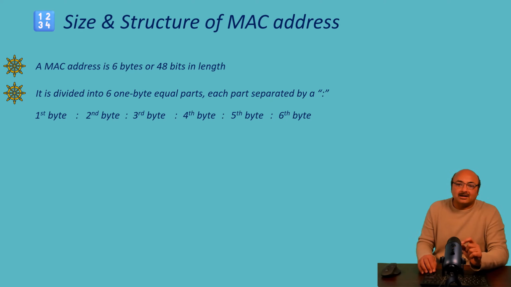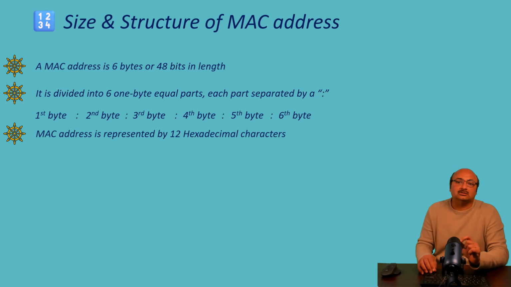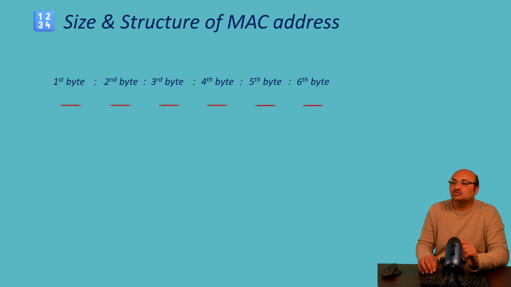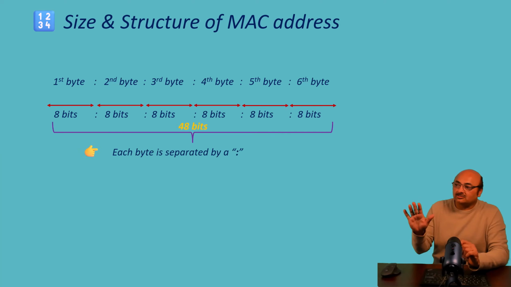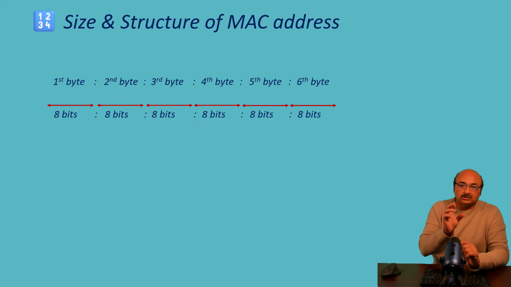And MAC addresses are represented in hexadecimal characters. How many? They are represented by 12. How come they are represented by 12 is something that I will derive and explain. So we have these 6 bytes or 48 bits, each separated by a colon. Let us break down each of these 8 bits into 2 parts of 4 bits each, like this.